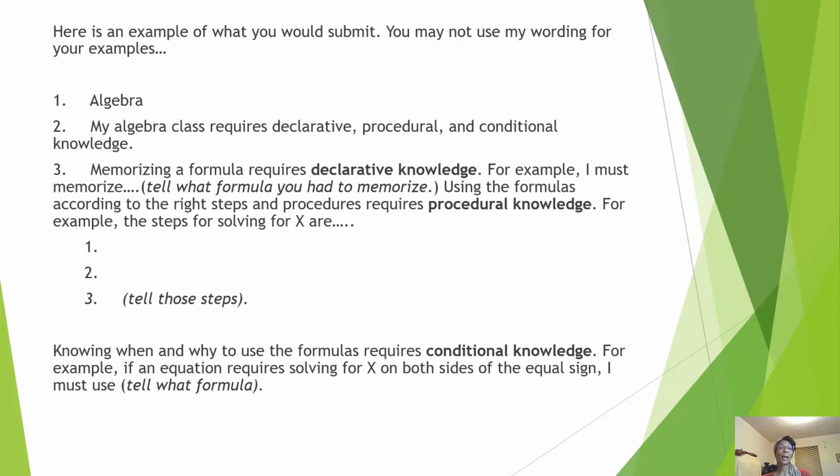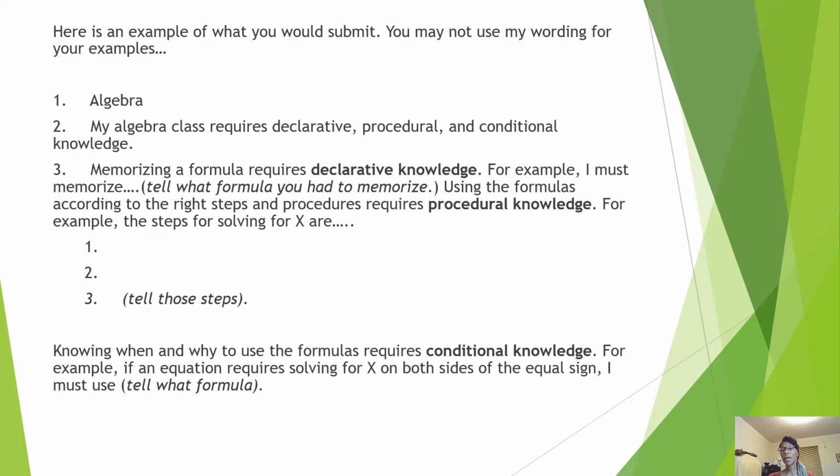So I've given you an example of what you're going to write on your assignment, okay? So let's say that I take algebra. I'd put number 1, algebra. That's the topic, that's the subject that I'm taking. Number 2, my algebra class requires declarative, procedural, and conditional knowledge. I've made that decision. Whatever class you decide, it may not require all 3 of those. Think about it. Does it require just declarative? Does it require declarative and procedural? Or some other combination? Okay, so that's number 2. My algebra class requires declarative, procedural, and conditional.